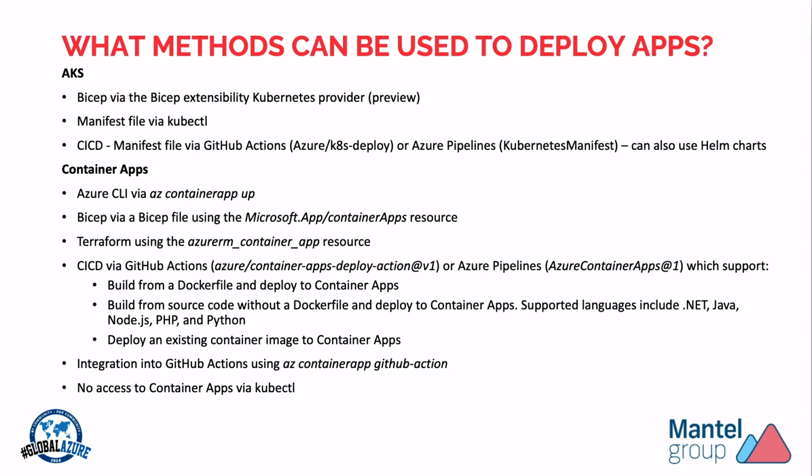So container apps, on the other hand, there's no manifest files. We can use the CLI to upload a container. We can deploy via a Bicep file. We can use Terraform. We can use CI/CD, building from a Docker file and deploying to container apps. We can build from source code without a Docker file and deploy an existing container image from a registry, public or private. We can also integrate into GitHub Actions using the AZCLI. But the important thing to remember is that you don't have access to container apps via kubectl. Any questions on that? Cool.